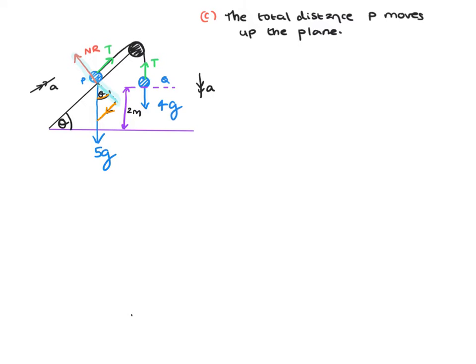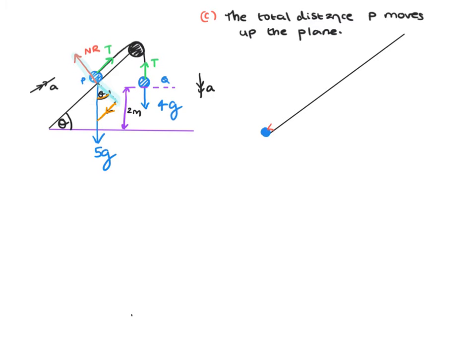Now the last part of the question asks us to calculate the total distance that P moves up the plane, assuming that P does not hit the pulley. Now, P's motion up the plane consists of 2 separate parts. I'm going to draw this out in a little more detail. Imagine we're zooming in on the diagram because there isn't a huge amount of space there. So let's imagine this is particle P. And obviously it's attached via this inextensible string to particle Q, but I'm not going to draw in all of that information.